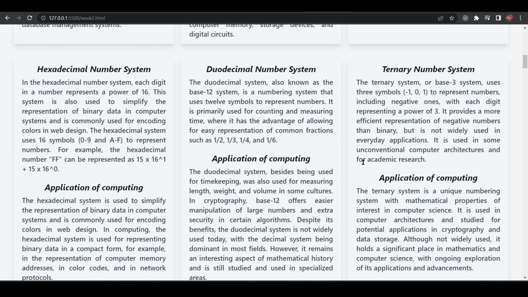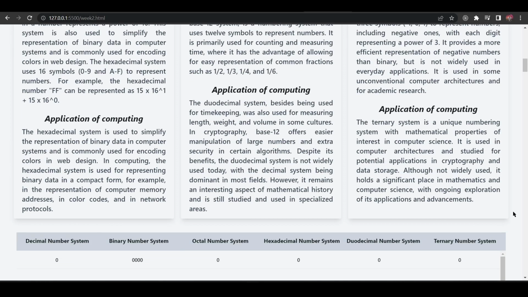So it is used in some unconventional computer architectures for academic research purposes. So the application of computing, the ternary system, is a unique numbering system with mathematical properties of interest in computer science. So it is used in computer architectures and studied for potential applications in cryptography and data storage. So doon siya ginagamit. Even though it's not widely used, it still holds a significant place in mathematics and computer science, with ongoing exploration of its applications and advancement.